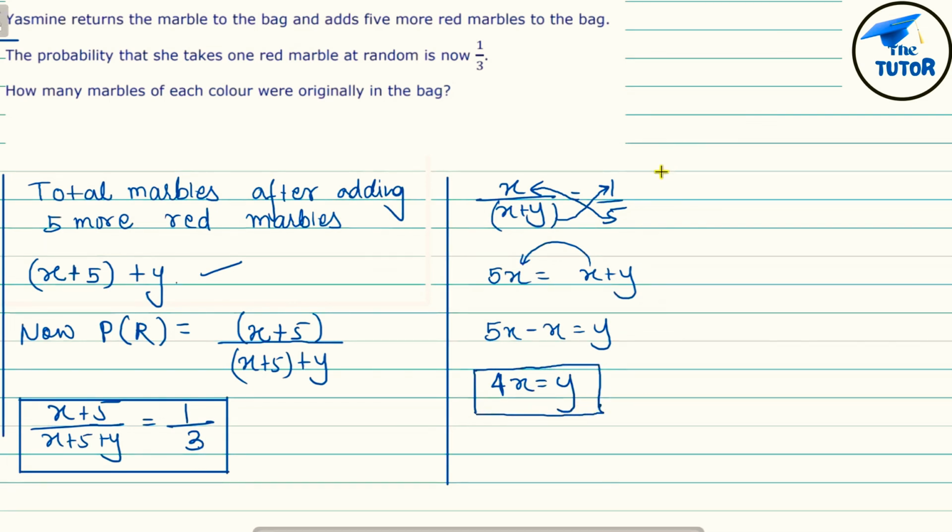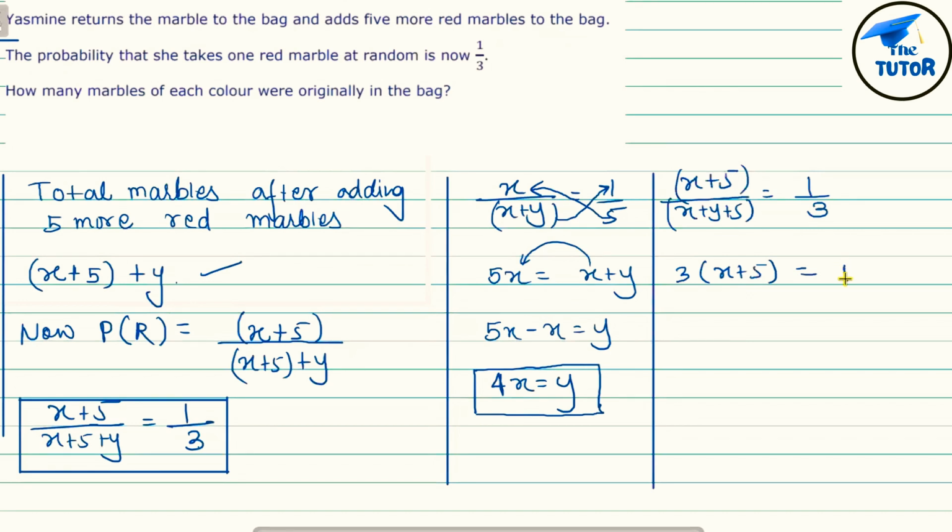Now the second equation is already known to us: x plus 5 over x plus y plus 5 is equal to 1 over 3. We are going to do the same with the second equation, doing the cross multiplication. Let's keep all the values in brackets. Now 3 will multiply into x plus 5. On the other side, 1 will multiply x plus y plus 5, so they will remain unchanged. Here you will get 3x plus 15 on the left hand side. On the right hand side, you have x plus y plus 5.